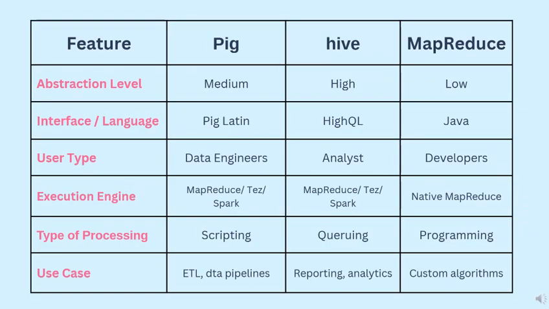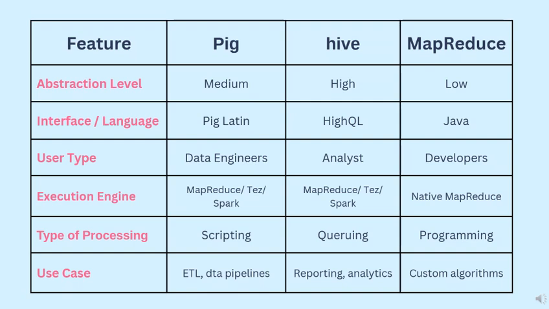Now this table here compares Pig, Hive, and MapReduce. Think of it as different ways to talk about Hadoop. MapReduce is low level, it's pure Java code, great for developers but very technical. Then Hive. Hive is high level, it uses HiveQL, which looks like SQL, great for analysts. Pig sits right in the middle. It uses Pig Latin, a scripting language that gives more control than SQL but less complexity than Java.